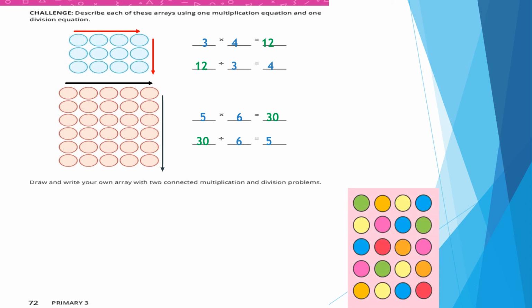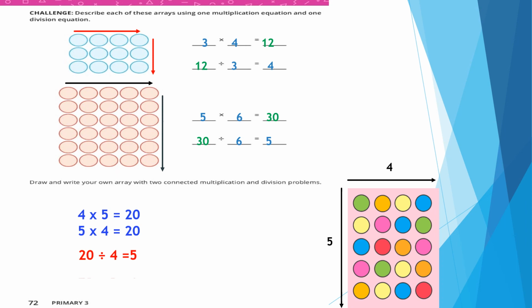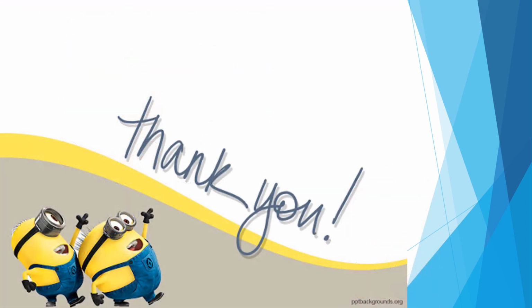The next one, he wants me to draw an array and find the multiplication equation and division equation. Here we have an array. The row contains 4 balls and column contains 5 balls. So 4 times 5 equals 20. 5 times 4 equals 20. The division equation will be what? We will start with which number? The greatest one. So we will write 20 divided by 4 equals 5, and 20 divided by 5 equals 4. Thank you for listening.